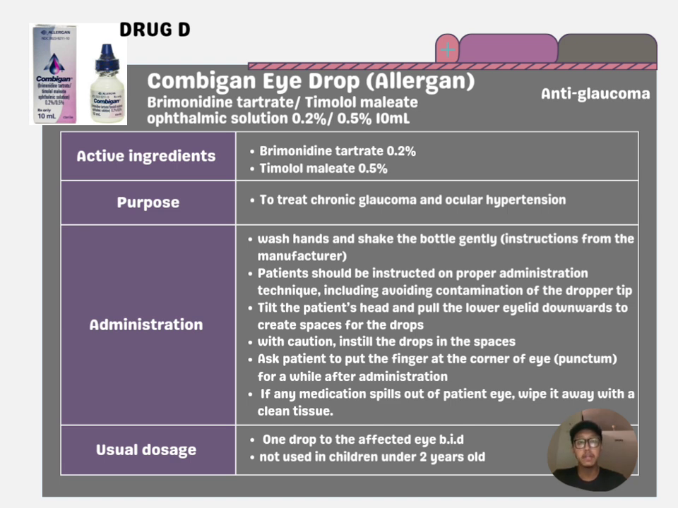So brimonidine tartrate 0.2% is an alpha-2 adrenergic receptor agonist, which means it reduces intraocular pressure by enhancing uveoscleral outflow and reducing aqueous humor formation. Meanwhile, timolol maleate 0.5% is a non-selective beta-adrenergic receptor blocker that works to reduce intraocular pressure by decreasing aqueous humor production. And of course, Combigan is an anti-glaucoma drug, so it is used to treat chronic glaucoma and ocular hypertension. So it is used to lower the IOP in this patient.